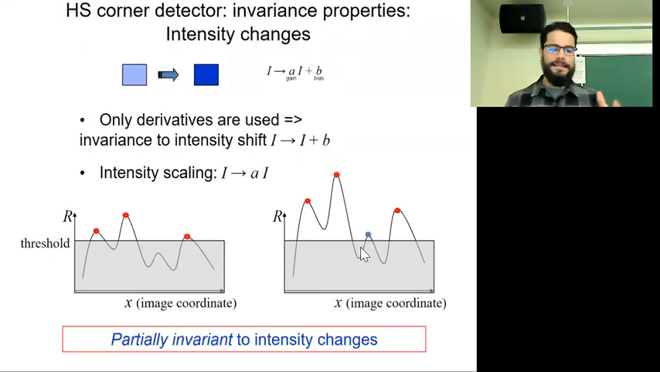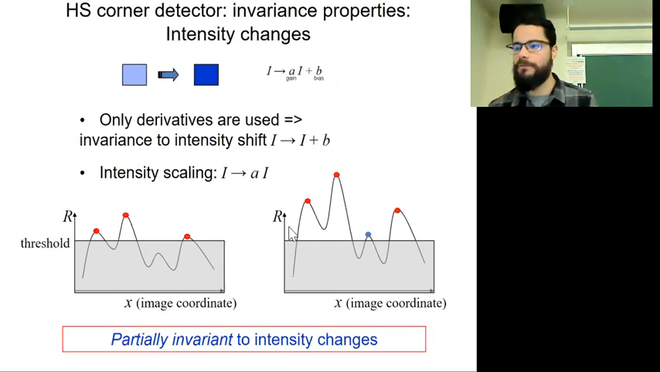Therefore, we say that they are partially invariant to intensity changes, because it depends on what kind of change you're doing. If it's a constant change by adding a bias, for example, then they are invariant, the corners. If you are now adding a gain, they are not invariant anymore.